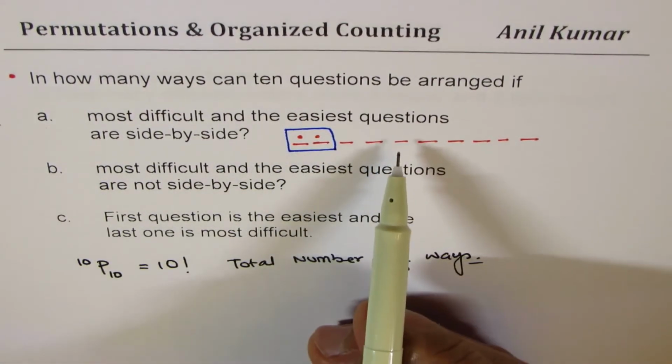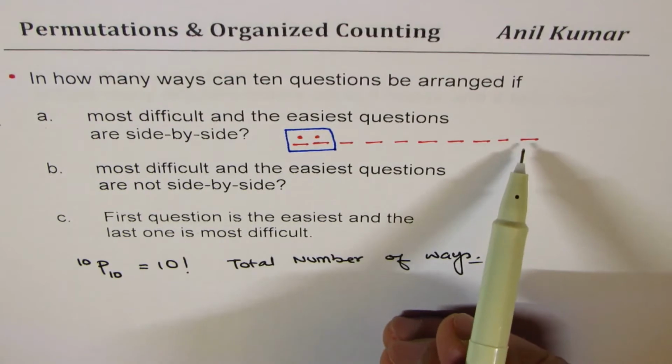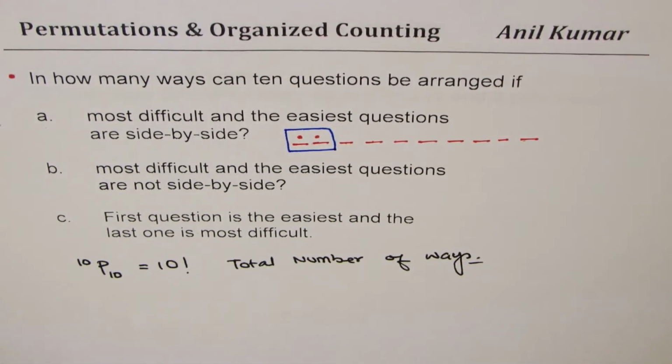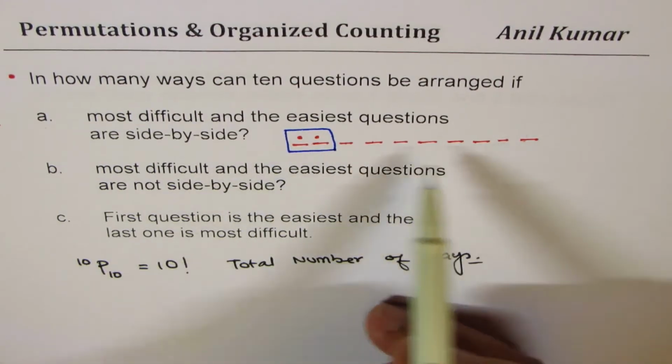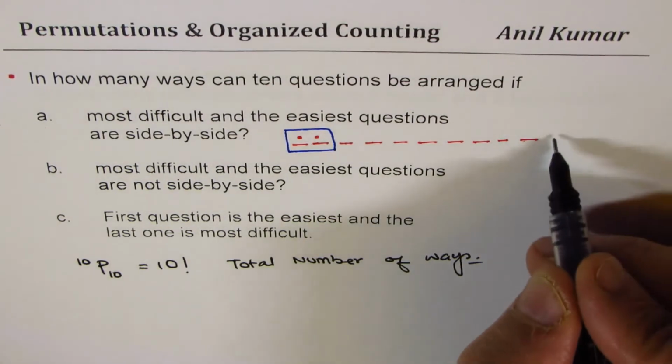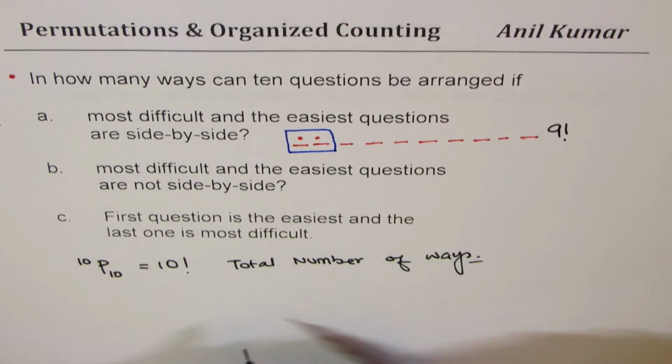So how many options do we have? We have now 9 options: 1, 2, 3, 4, 5, 6, 7, 8, 9. You get the idea, right? So we have 9 options and these 9 can be placed anywhere. So in all, we have 9 factorial ways.